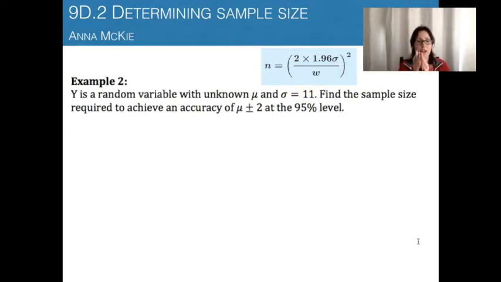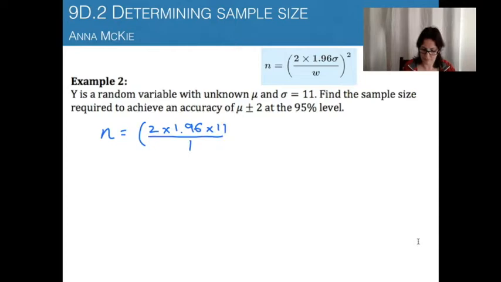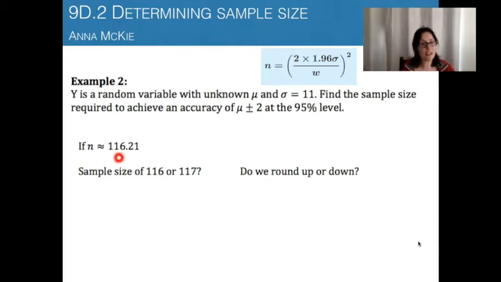If you've got mu and you want the accuracy within 2 either side, so a plus 2 or a subtract 2, what's your width in total? It's not 2, is it? It's 4. So that's what our width is going to be. So let's substitute that in. And the answer for that is 116.21.